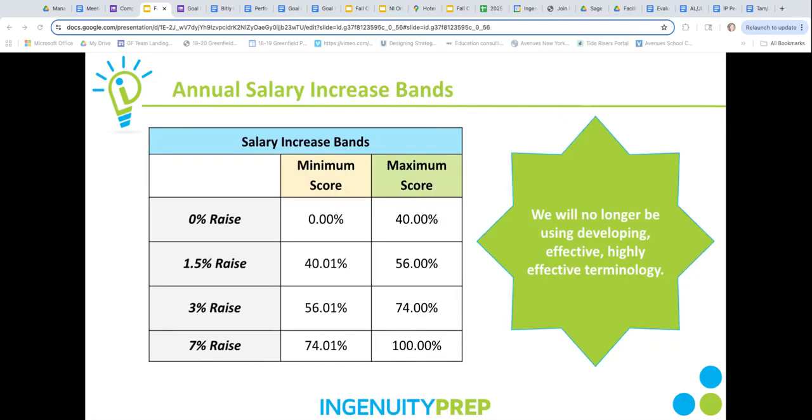Here you can see the cut scores that have been established that translate to each level of annual compensation increase. Please note that the new system will not be using categories like developing, effective, or highly effective as terminology. Your percentage score is your final score in our new system.